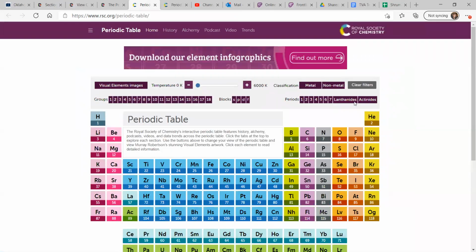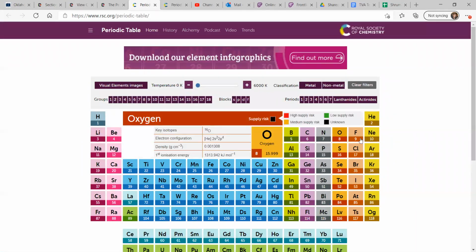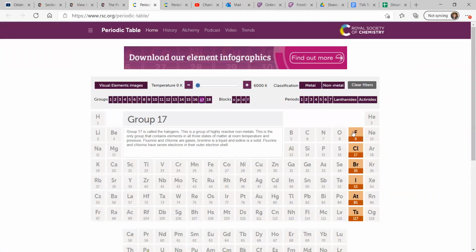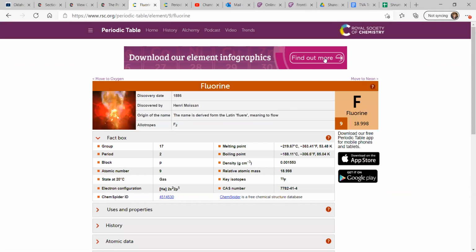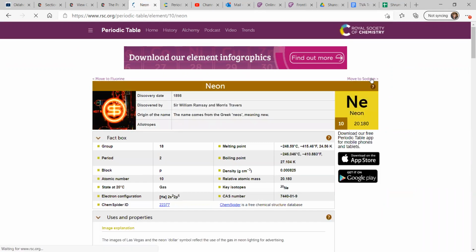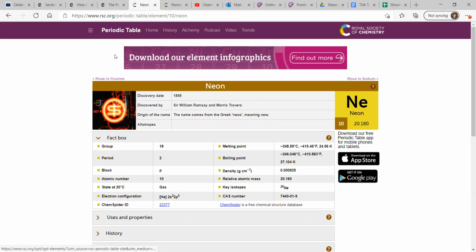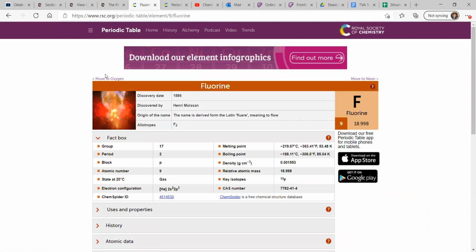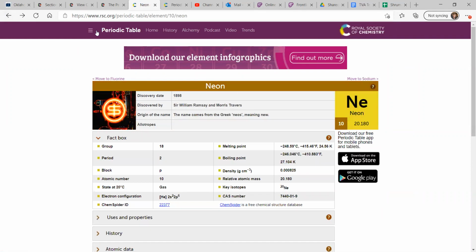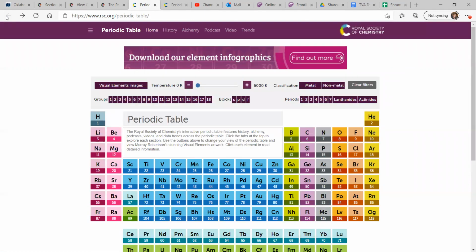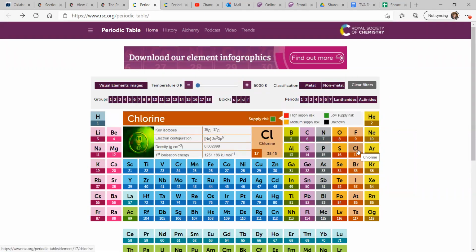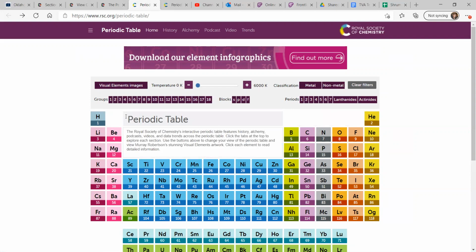And we can find the halogens here. So 7A will be 17 on this table. So here's the halogens. You've got fluorine, chlorine, bromine, iodine, astatine, and tennessine.